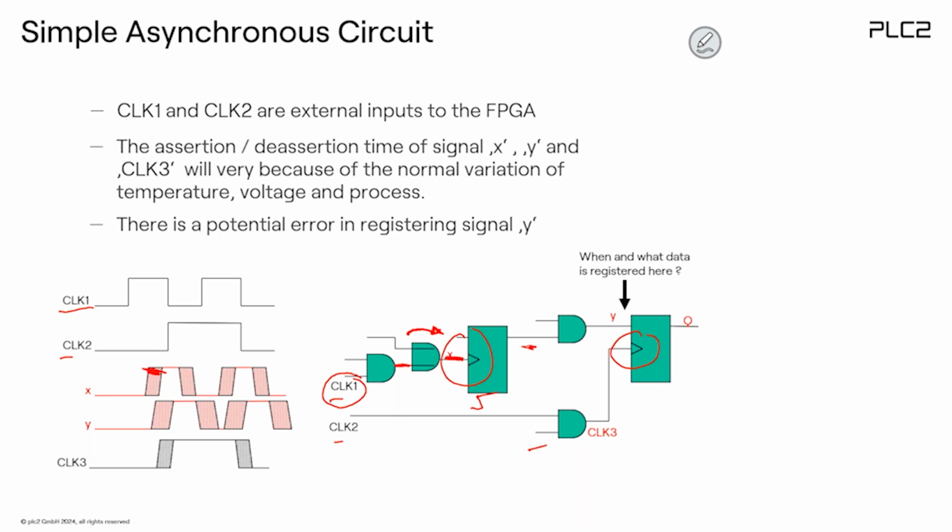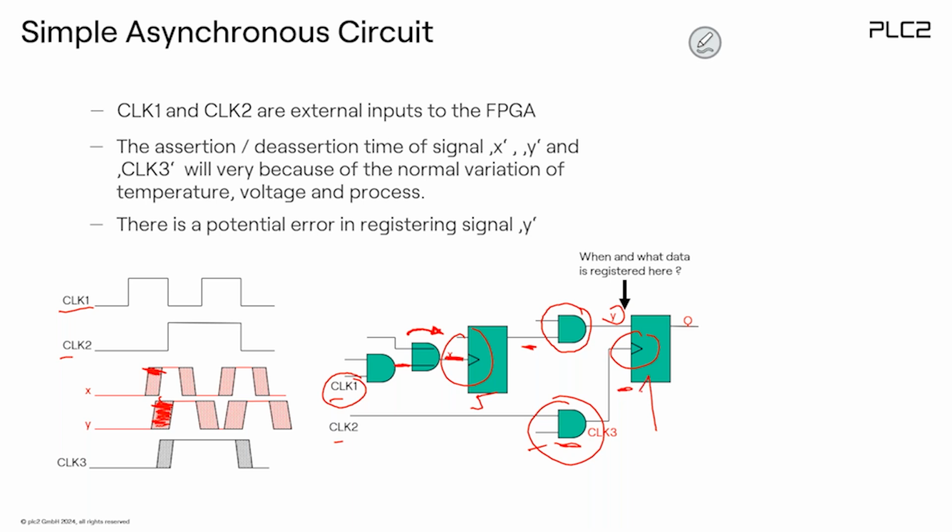But again, this output might be processed with this gate and form the output Y. So Y would have an even wider field of operation. The same goes for clock 3. Clock 3 also runs through some combinational circuit. This means we also have some variation here.